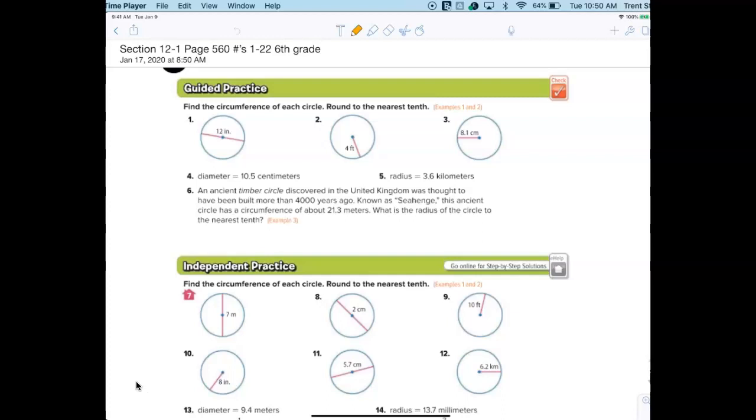But today we're going to talk about circumference. Who remembers what circumference is? What is circumference? No, I kind of misled you. I jumped ahead a little bit. What is it? Yeah, it's just the distance around the circle.